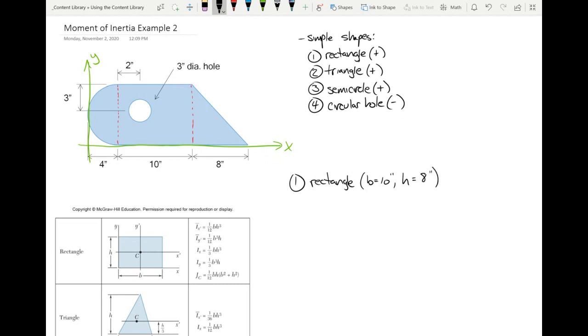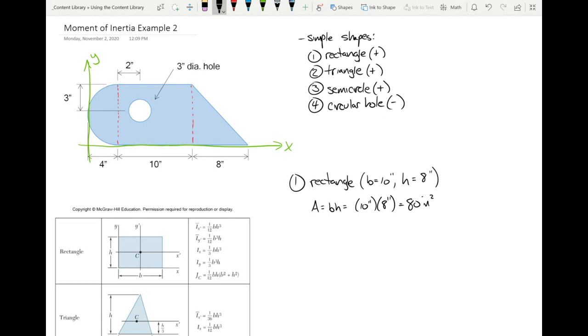Now what I'm going to do for this rectangle is compute 3 properties. The first thing I'm going to compute is the area, and that's easy. That's just going to be BH. 10 times 8, that's 80.